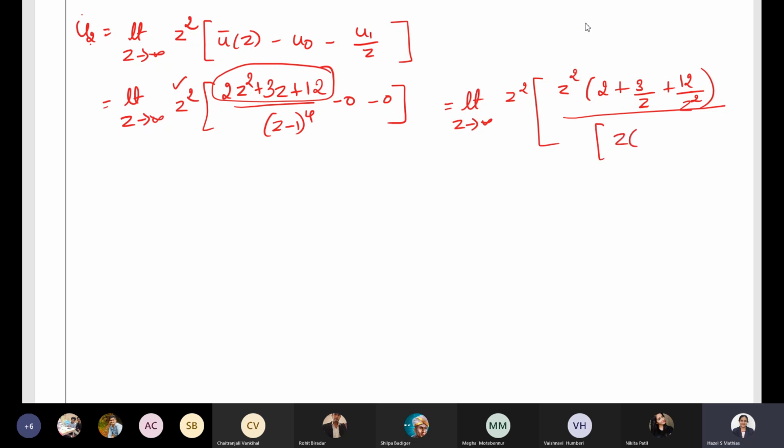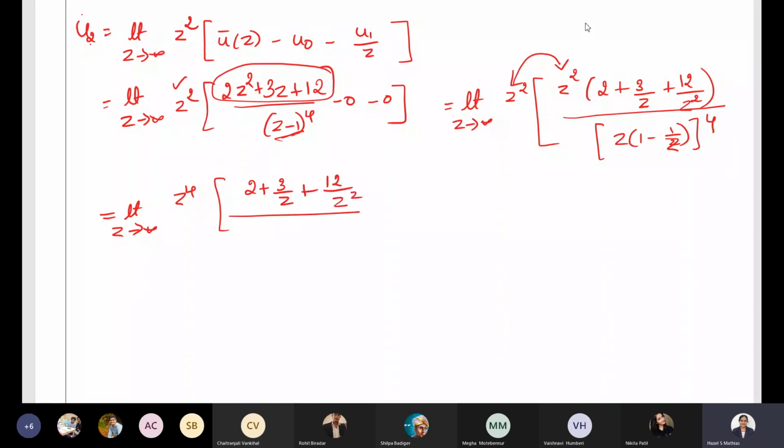Denominator also z into (1 minus 1 by z) whole power 4. From z minus 1, if you take z outside, it will be z into (1 minus 1 by z) whole power 4. So what happens over here? Limit z tends to infinity. This z square into z square, it will be z power 4 into (2 plus 3 by z plus 12 by z square) whole divided by z into (z minus 1 by z) whole power 4, which is nothing but z power 4 (1 minus 1 by z) whole power 4. So this z power 4 gets cancelled.